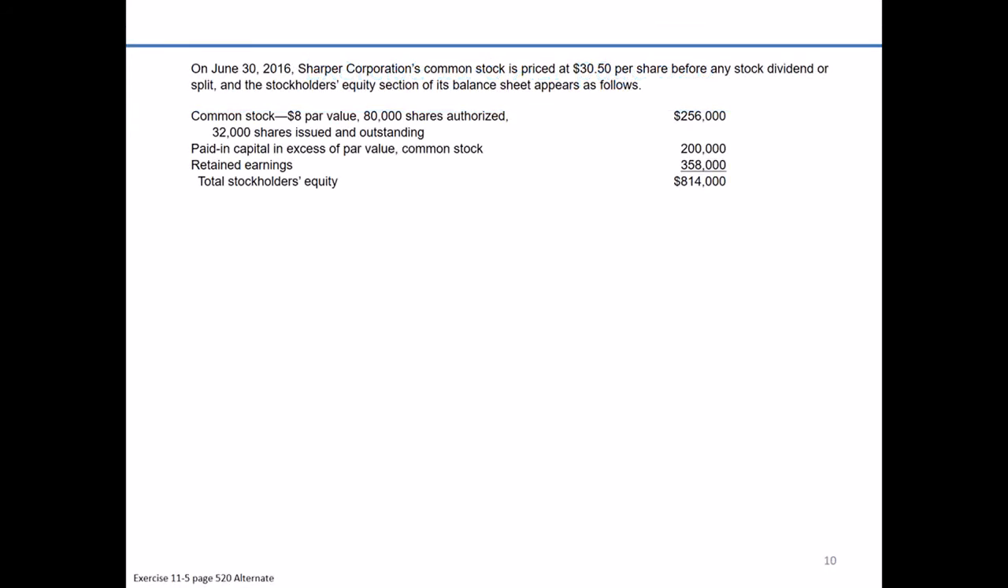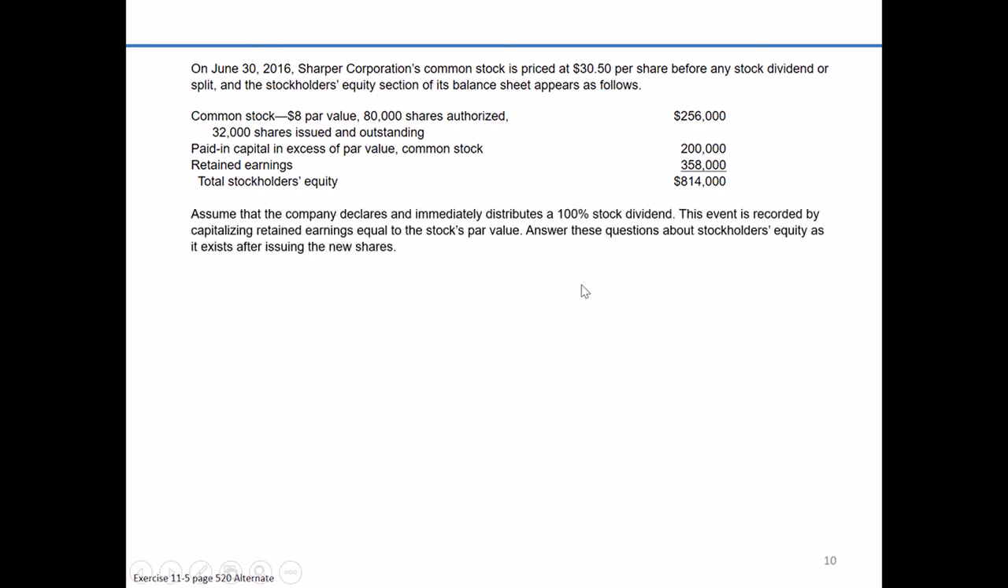We're first presented with the equity section of Sharper Corporation's balance sheet, including common stock of $256,000, which is just $8 par value times 32,000 shares issued, paid in capital in excess of par value of $200,000, and retained earnings of $358,000, for total stockholders' equity of $814,000. It also mentions that the stock is currently trading for $30.50.